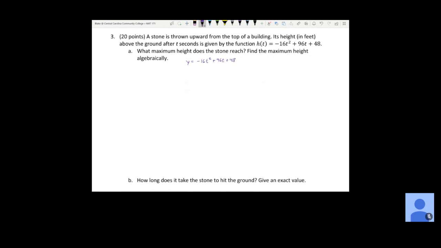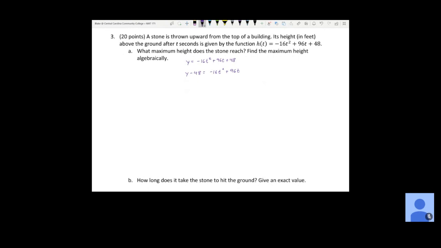Okay, before we can factor, what do we need to do? Okay, subtract the 48, right? So we're trying to get it into standard form. We've got to complete the square. We're going to move the 48 first. We have y minus 48 equals -16t squared plus 96t. Now, what's our next step?